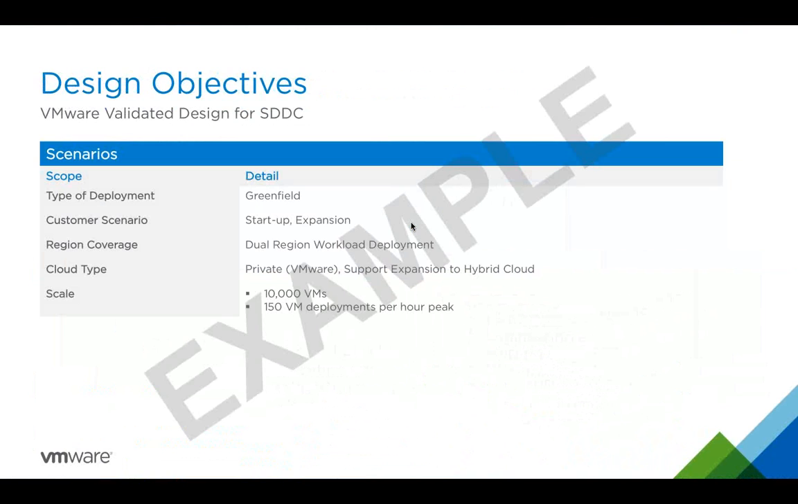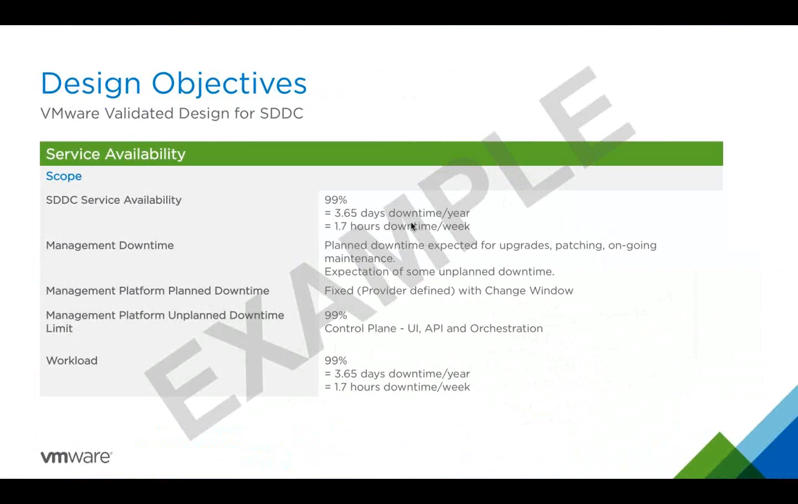How many VMs can I spin up? How many operations can I take? That can be spinning up or tearing down, right? What does that churn rate need to look like? And then we also define things like availability. What do the availability percentages need to be for things like the SDOC, the management plane, the control plane, the user interfaces? How much downtime do we want to take per year, right?